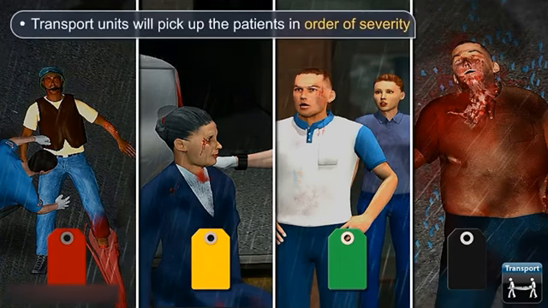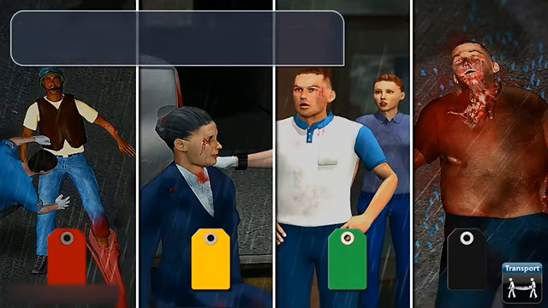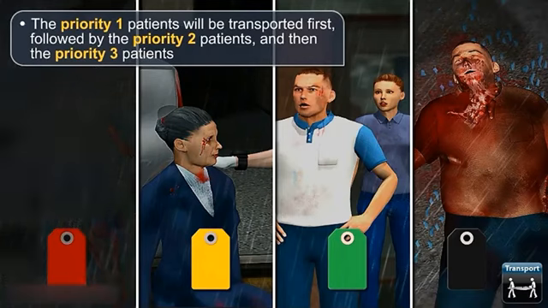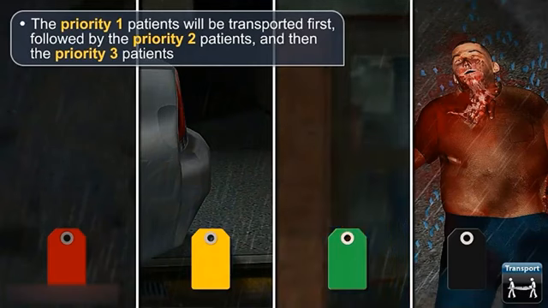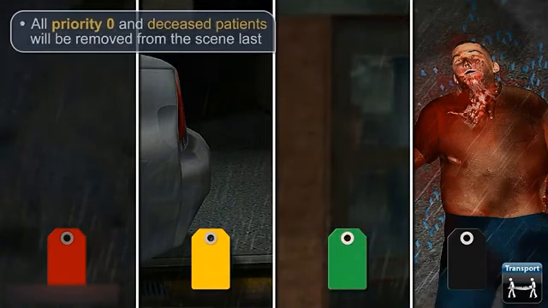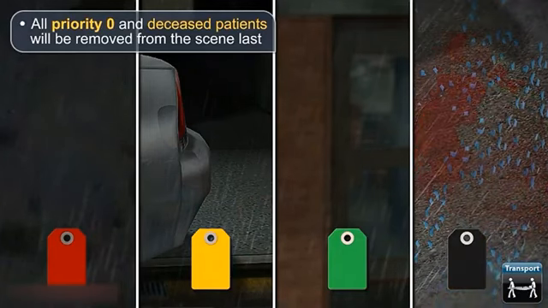Transport units will pick up the patients in order of severity. The priority 1 patients will be transported first, followed by the priority 2 patients, and then the priority 3 patients. All priority 0 and deceased patients will be removed from the scene last.